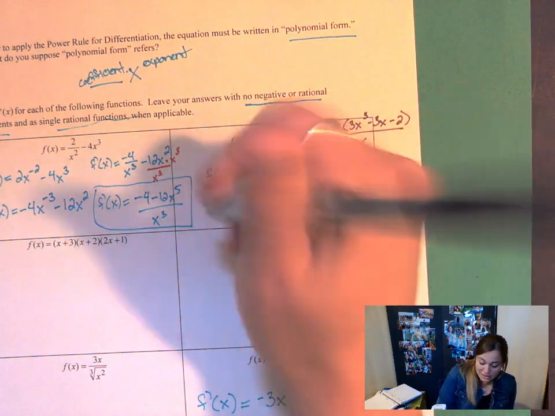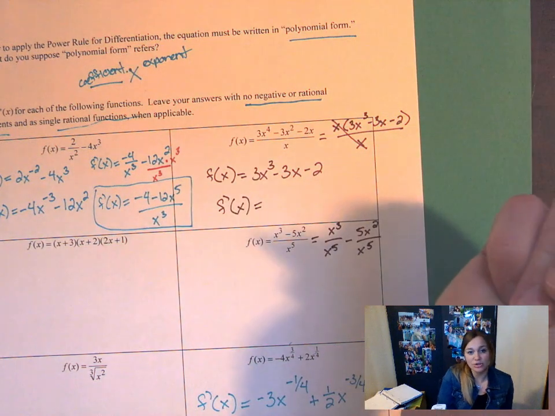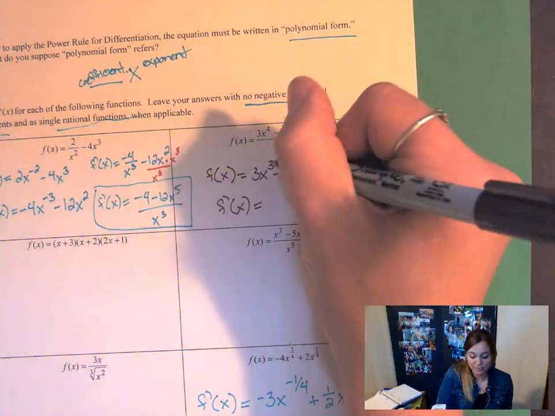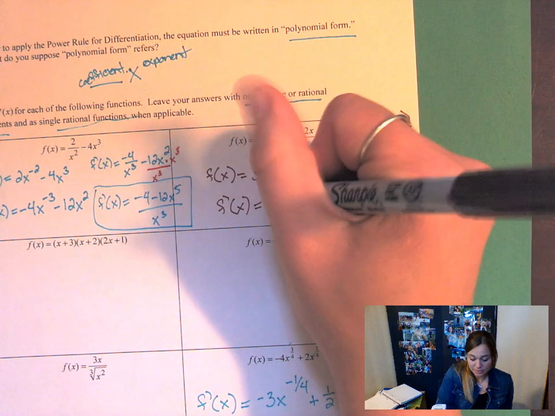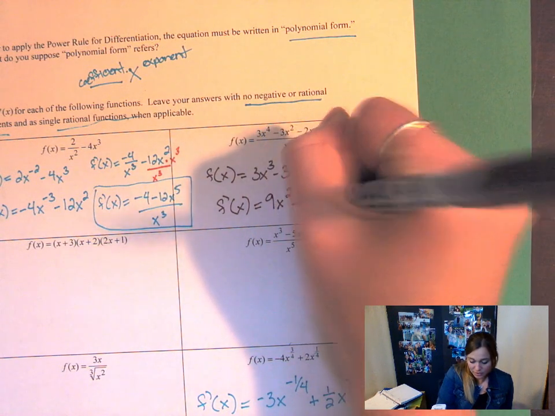Okay, I wrote this was f of x. If you don't label, you might be tempted to think that that's your final answer, and it's not yet. You have to actually find the derivative. So 3 times 3 is 9, x squared minus 3.